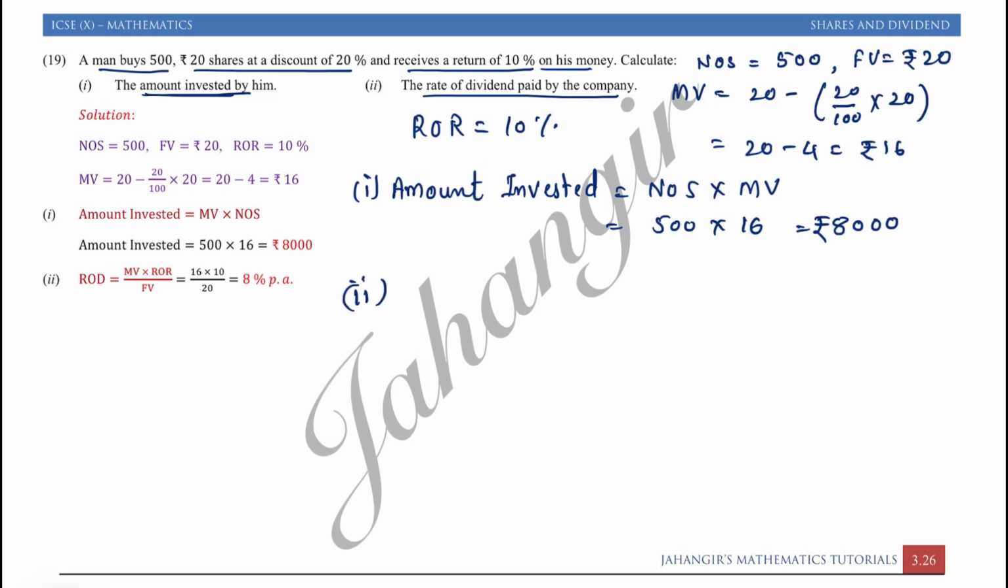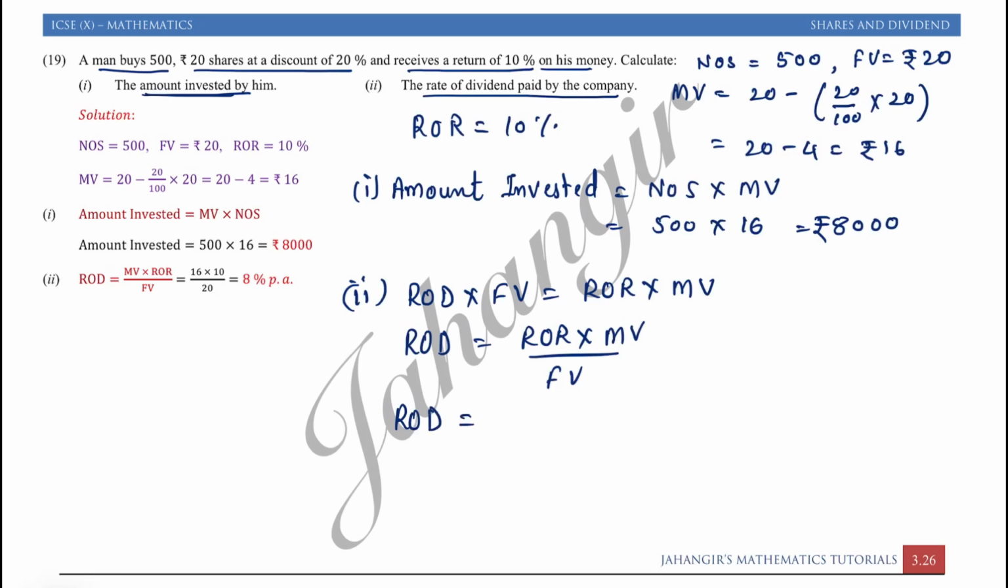Second, we have to find the rate of dividend paid by the company. So for rate of dividend we can use this formula. Rate of dividend into FV is equal to rate of return into MV, because rate of return and MV are given. So rate of dividend is equal to rate of return into MV upon FV. So rate of dividend is equal to rate of return 10%, MV is 16 rupees upon FV is 20. So that is equal to 8% per annum. You can say dividend as per annum also.